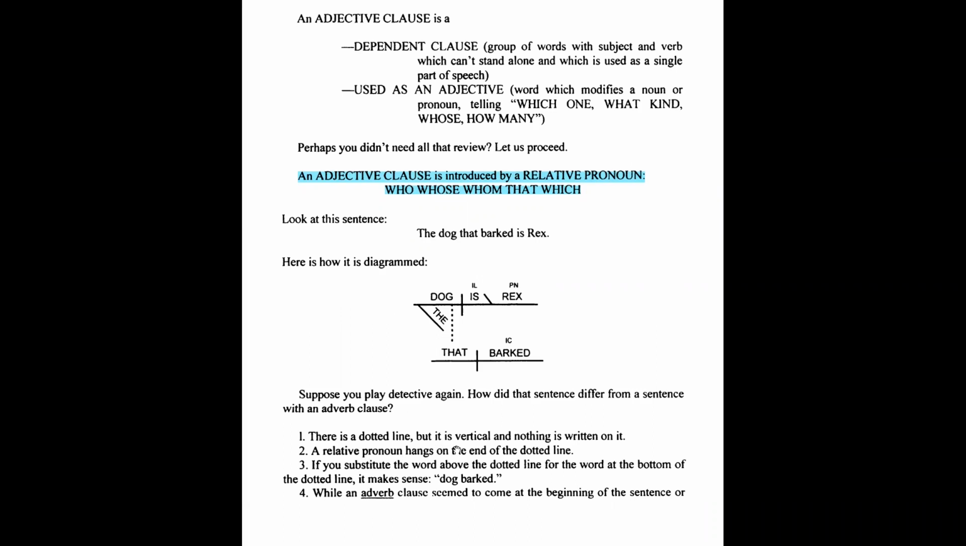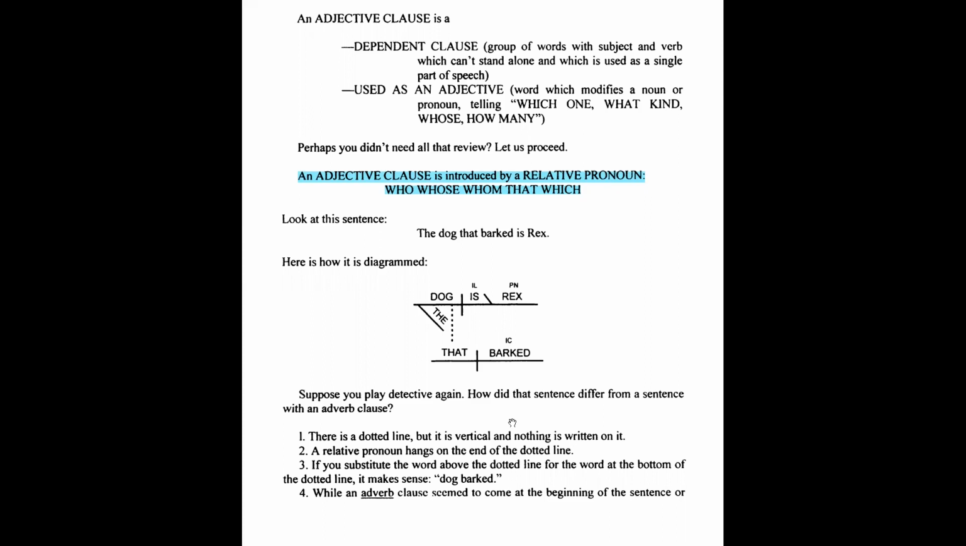A relative pronoun hangs on the end of the dotted line. Remember, pronouns refer to a noun. There is the antecedent, right? That's what the pronoun refers back to. What does that refer back to? It refers to dog. Number 3, if you substitute the word above the dotted line for the word at the bottom of the dotted line, it makes sense. Dog barked, right? So you can switch these back and forth.